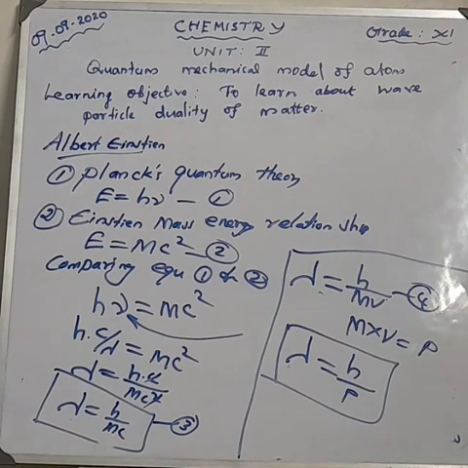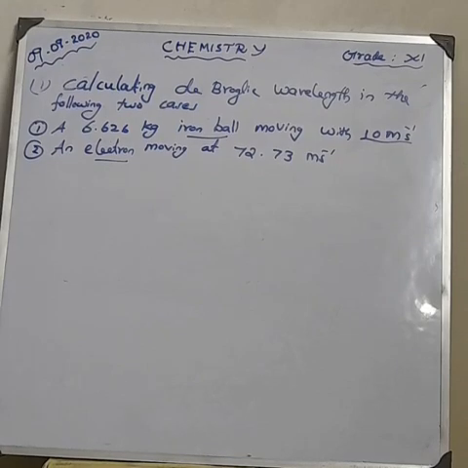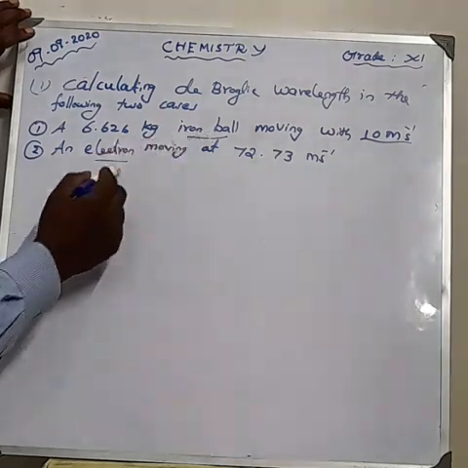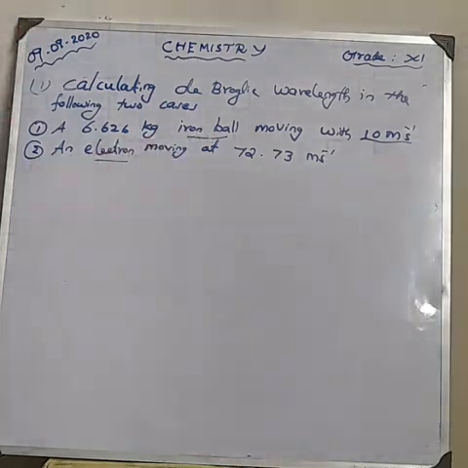No doubt. Next one. Here I have a solved problem: calculating the de Broglie wavelength in the following two cases. You should calculate the de Broglie wavelength, lambda. One is for an iron ball and another one is for an electron.